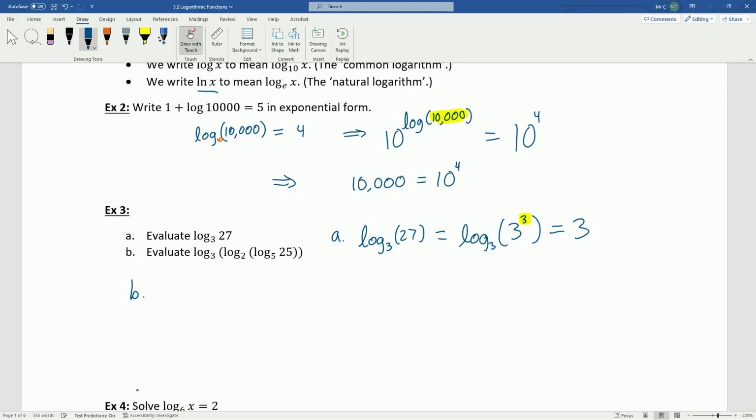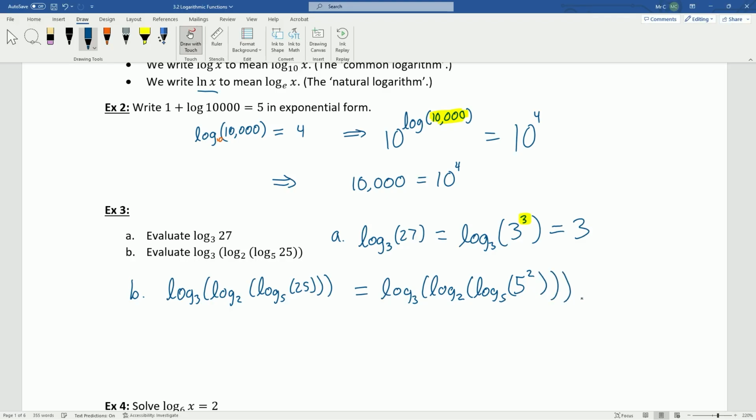So now let's take a look at b. We've got log base 3 of log base 2 of log base 5 of 25. So the first thing I'm going to do is rewrite 25. So this is log base 3 of log base 2 of log base 5, and 25 is the same thing as 5 squared. But log base 5 of 5 to the 2nd power is 2. Log base a of a to the x is x. So this is log base 3 of log base 2 of 2.